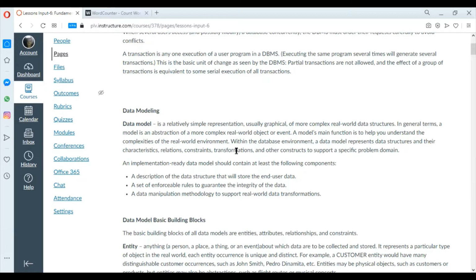An implementation-ready data model should contain at least the following components: description of the data structure, a set of enforceable rules, and a data manipulation methodology. A description of the data structure will store the end user data, while the enforceable rules will guarantee the integrity of the data, while the data manipulation methodology should support real world data transformation.